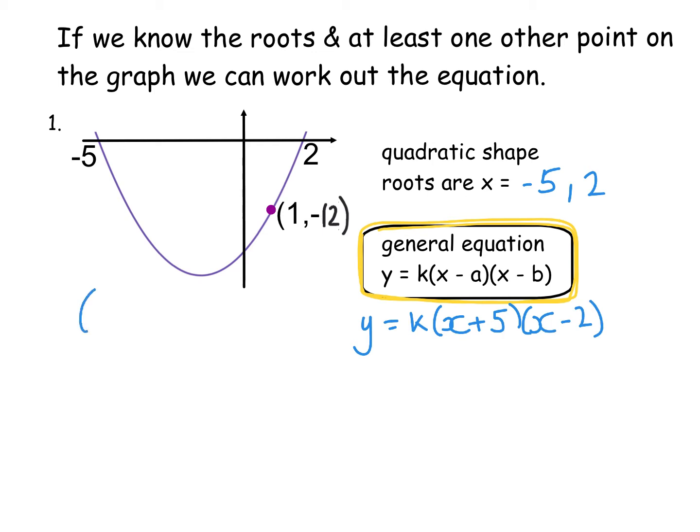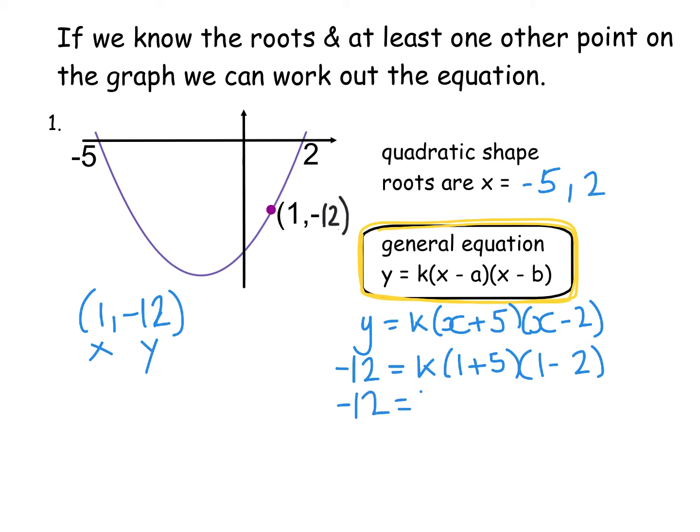Now the other bit of information we've been given is this coordinate. And I like to try and drum it into my pupils: whenever you have a random coordinate, it gives you a value of x and y which you can substitute in. So I'm going to replace y with -12, and I'm going to replace x with the number 1. And you would then get -12 equals k(6)(-1). So we have -12 equals -6k. So k is obviously the number +2.